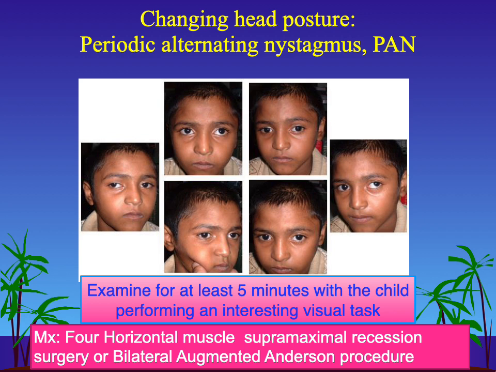A changing head posture should always be looked for, as you may miss a periodic alternating nystagmus, and a full examination of 5 minutes at a stretch while the child is doing an interesting visual task should be done in order to not miss a periodic alternating nystagmus.